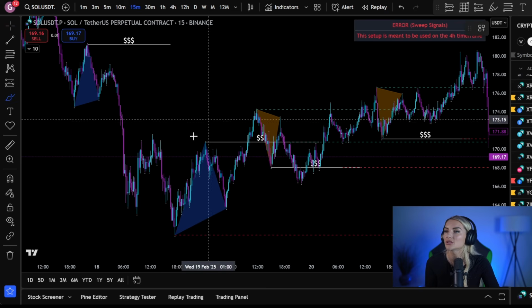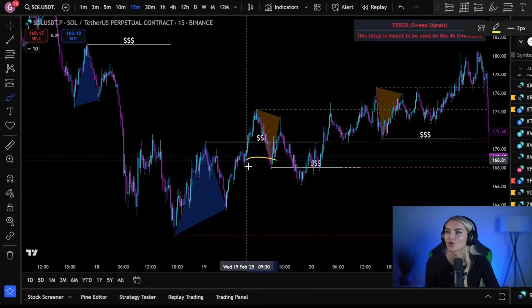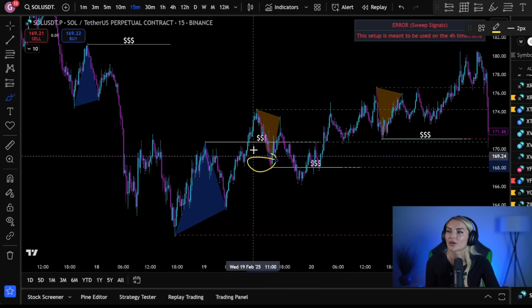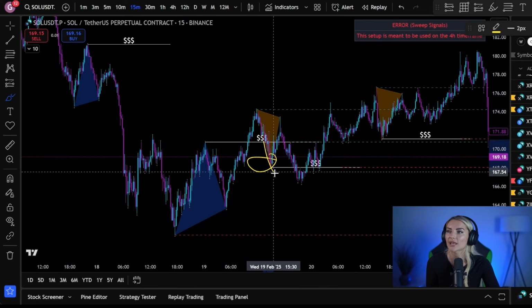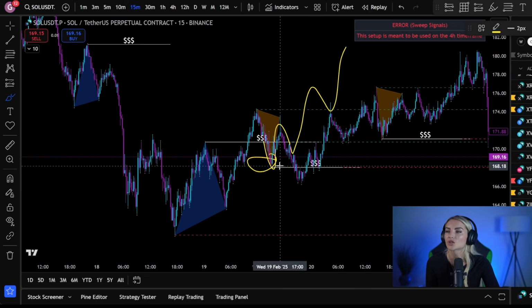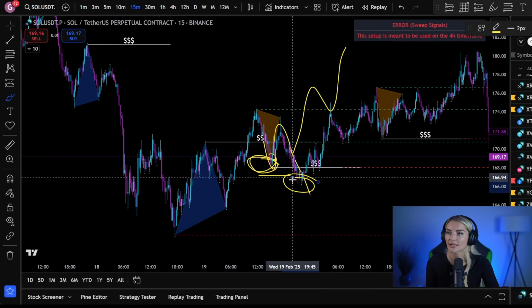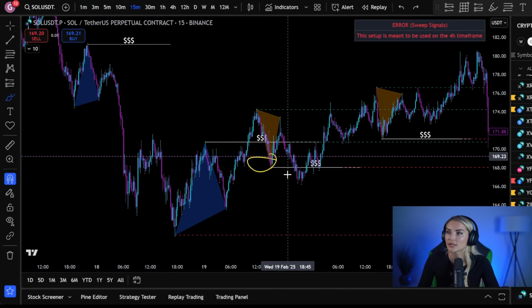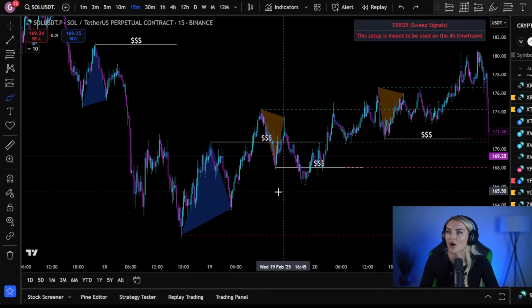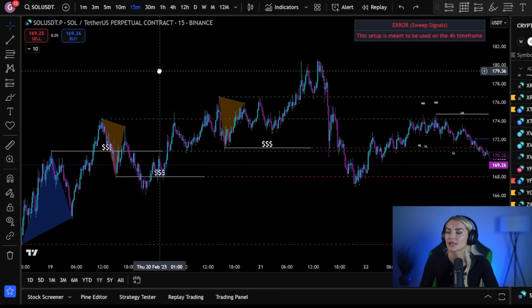Some people entered long here. Why? Because they're like, oh my God, this is going to be like a rotation point. We're rotating, so I'm going to enter here. I'm going to put my stop loss just below here. Nope, taken out. So this is what these indicators are showing you. And this liquidity is very, very significant.